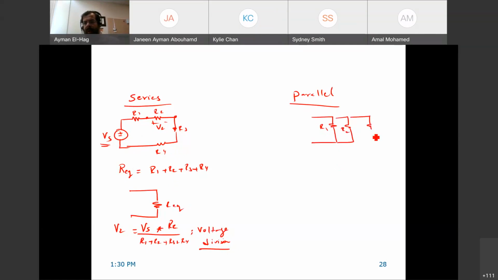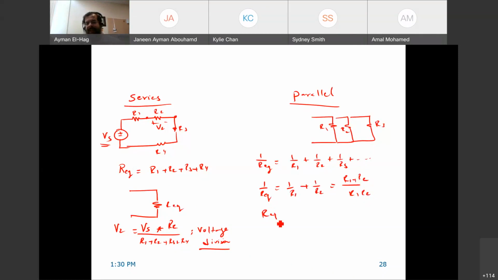Now, for the parallel, when we have R1, R2, R3 in parallel, we said that 1 over R equivalent is equal to 1 over R1 plus 1 over R2 plus 1 over R3, etc. And also we said if we have only two resistors, R1 and R2 only, then 1 over R equivalent is equal to 1 over R1 plus 1 over R2, which is equal to (R1 plus R2) over R1 R2. So your R equivalent is nothing but the multiplication of the two resistors divided by their summation. So this is what we did.